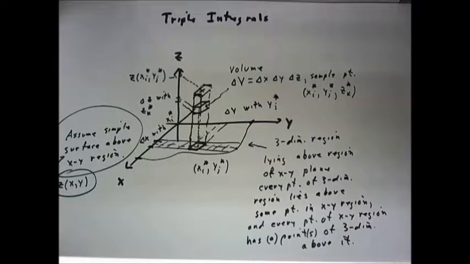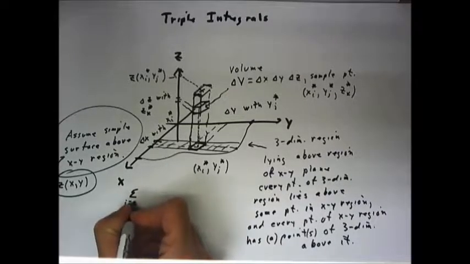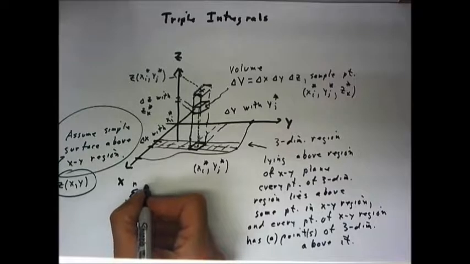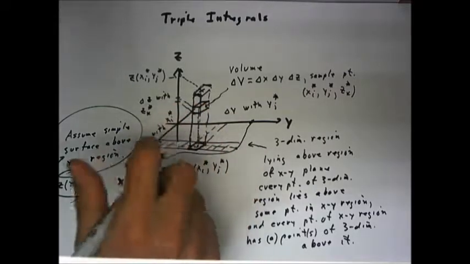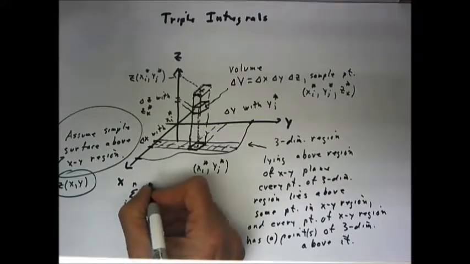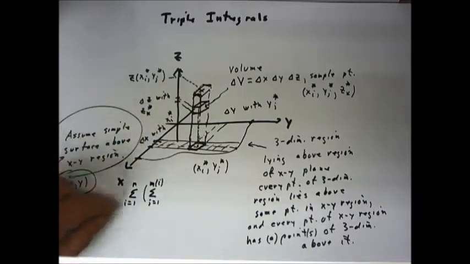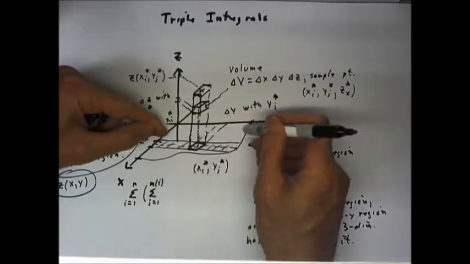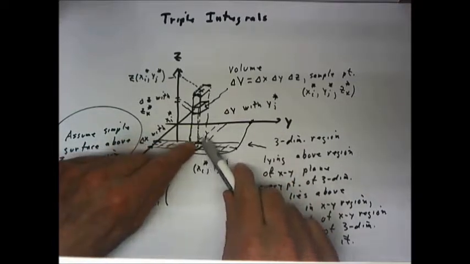That total volume can be represented by a sum. We'll sum from i equals 1 to n with respect to x, indicating the subregions into which we've divided our x-axis, of the sum from j equals 1 to m of i, where we recall the index i of our x partition determines how far we can go in the y direction, and then we can sum from here up to here.